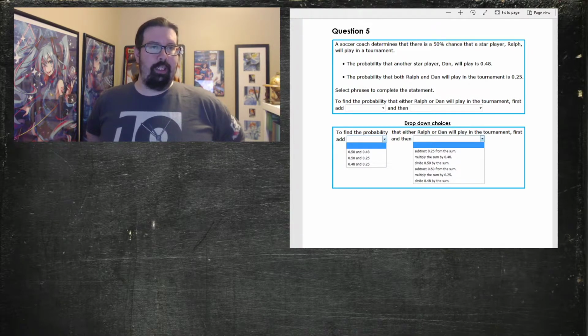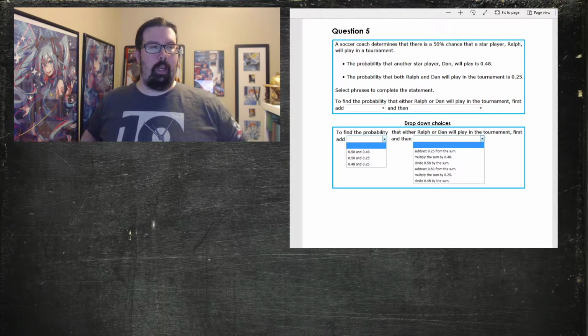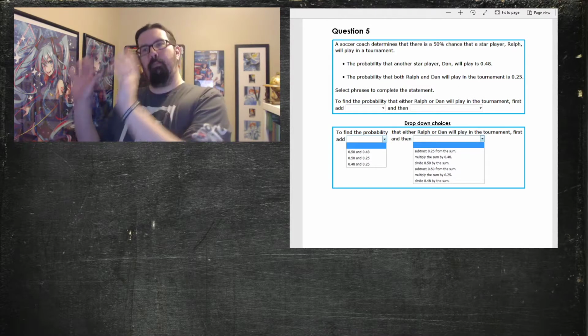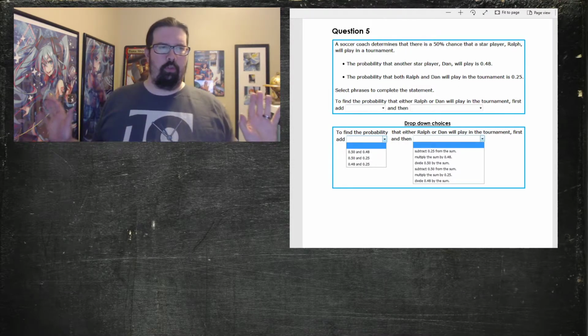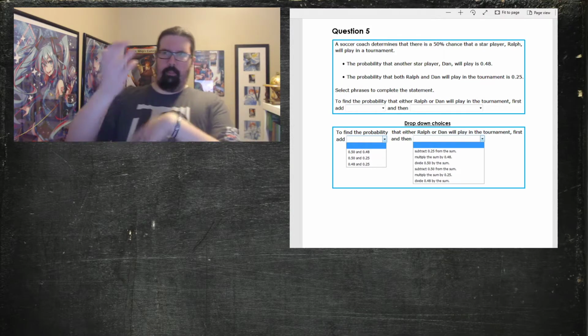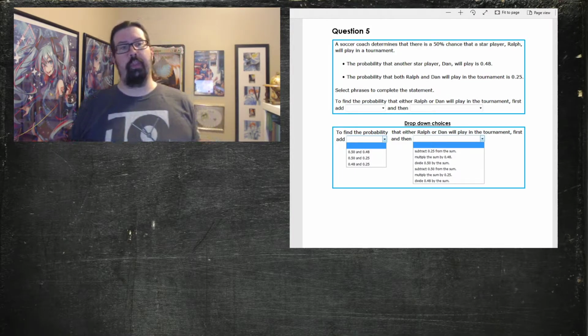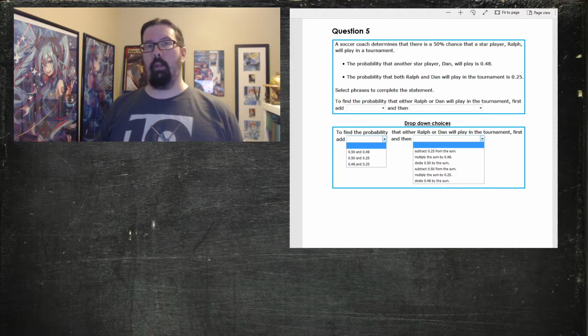Select phrases to complete the statement. Define the probability that either Ralph or Dan will play in the tournament. First add blank, and then blank. And we've got a lot of options for all of this. So let's actually rein it back a bit and talk about probability in general. Now, this is a probability addition problem.